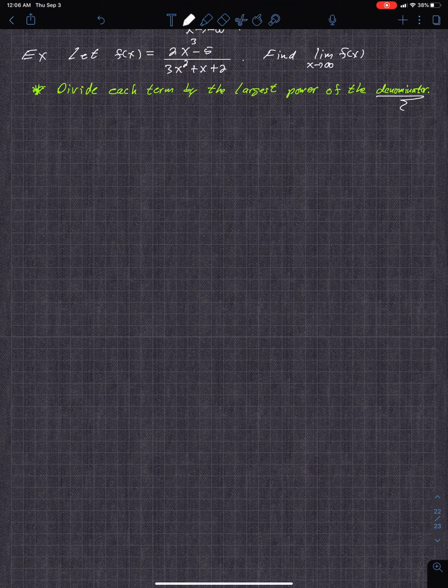So when you take this limit, we say the limit, and then let's draw this in here. So then you get 2x cubed minus 5. Don't take shortcuts, write it all out. 3x squared plus x plus 2. Okay, and I extend that out. And then I'm going to say x is approaching infinity.